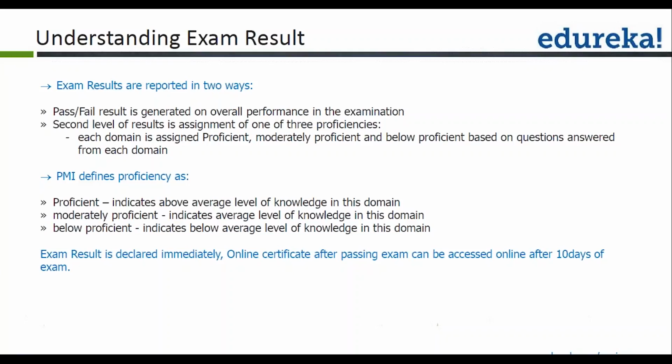And one good thing is that once you give the last question and submit the test paper, the result is immediately displayed on screen, and you get a provisional certificate initially. After 2 to 3 weeks, you will get the actual certificate couriered to your home. So that is how your exam result is immediately declared on the screen itself.